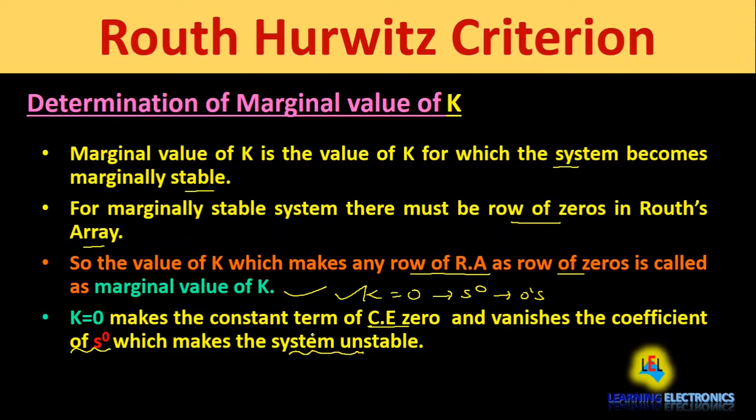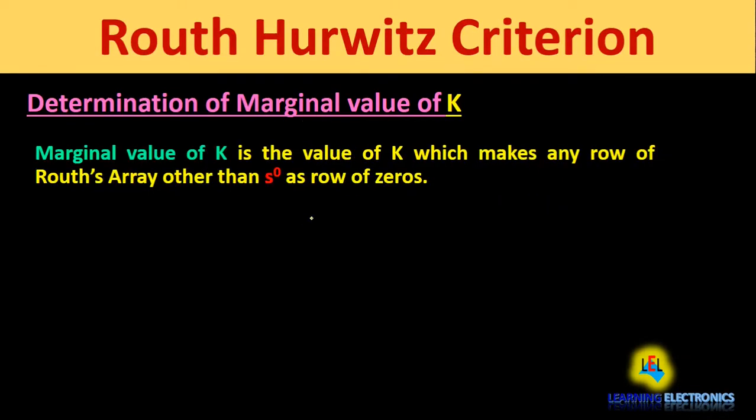To find out the marginal value of K, we cannot consider K is equal to 0 as the marginal value of K. So the marginal value of K is the value of K which makes any row of Routh's array other than s to the power 0 a row of zeros.